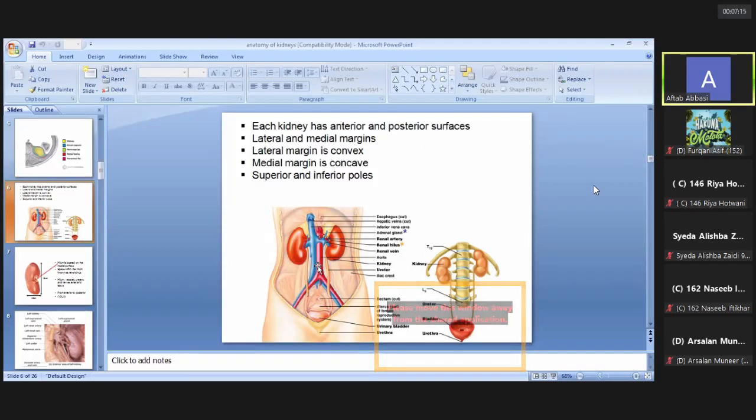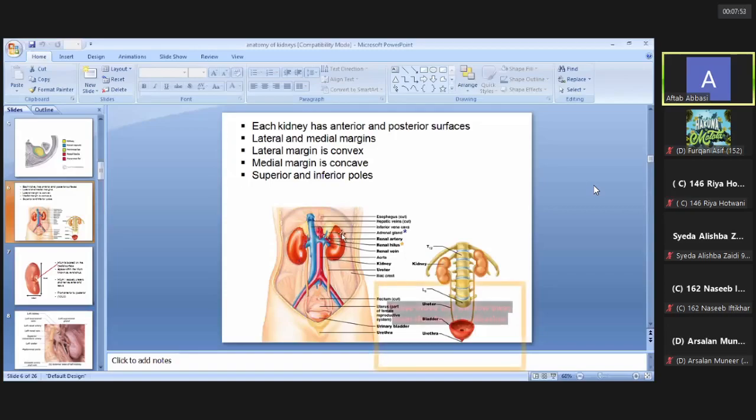Each kidney has 2 surfaces, an anterior surface and a posterior surface. There are 2 margins. This surface is known as the anterior surface, and on the posterior wall, there is the posterior surface of the kidney. This is the medial margin towards the hilum, and this one is the lateral margin. The lateral margin is convex in shape and the medial margin is concave, containing the structures present at the hilum of the kidney. And there are 2 poles, the superior pole and inferior pole.